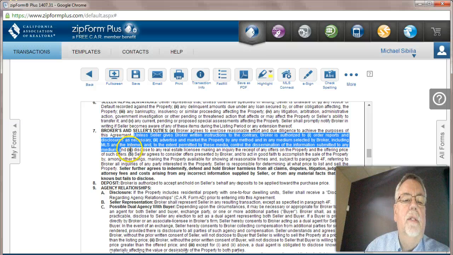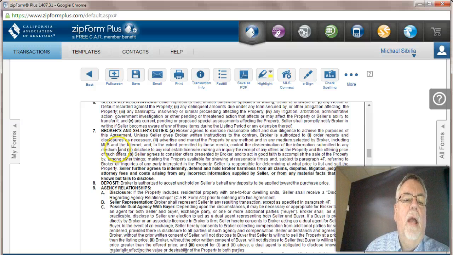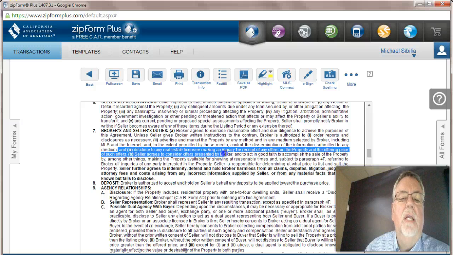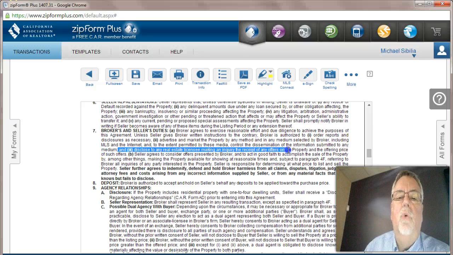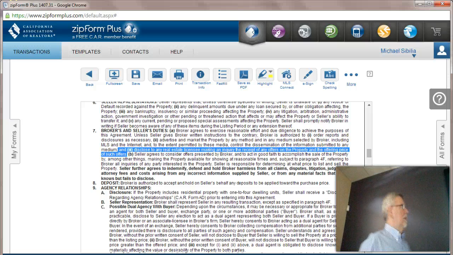And then this is the part that I happen to like. And 3, disclose to any real estate licensee making an inquiry the receipt of any offers on the property and the offering price of such offers. Have you ever called a listing agent up and asked, do you have any offers on the property? And they said, I'm not going to tell you. Or if you ask them, what's the highest price you've got? And they say it would be illegal, immoral, and unethical for me to tell you that.